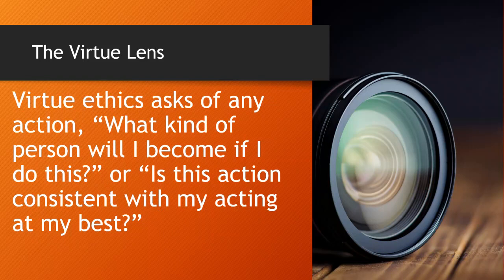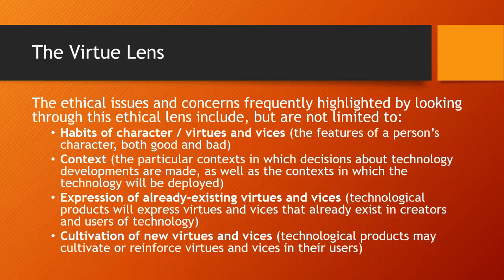It goes beyond what people view from here. So virtue ethics asks of any action, what kind of person will I become if I do this? Or is this action consistent with my acting at my best? So the ethical issues that have come out of this are things like habits of character, such as virtue or vice, the features of a person's character, and context: the particular context in which decisions about technology development are made, as well as the context in which the technology will be developed. Expression of already existing virtues and vices, so technology products will express virtues and vices that already exist in creators and users of technology, and cultivation of new virtues and vices, so technological products may cultivate or reinforce virtues or vices in their actual users themselves.